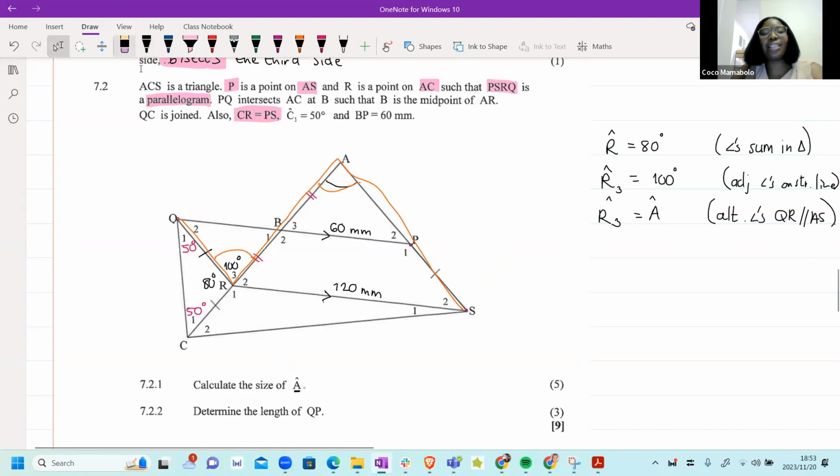Okay, good. Let's have a look at 7.2.2. It says, determine the length of QP. All right. Determine the length of QP. Now remember, QP is from here to there to there. We now know that BP is 60 millimeters, but we then need to figure out what the length of QB is.